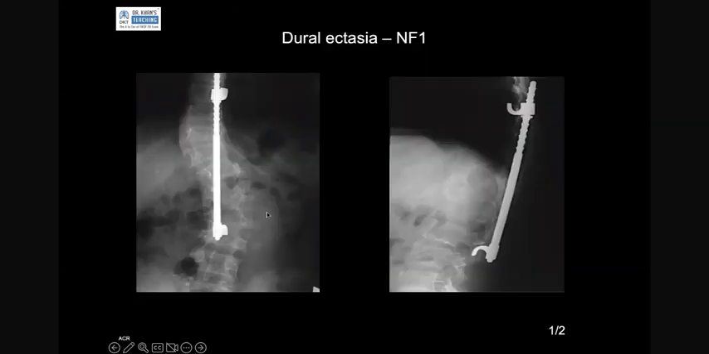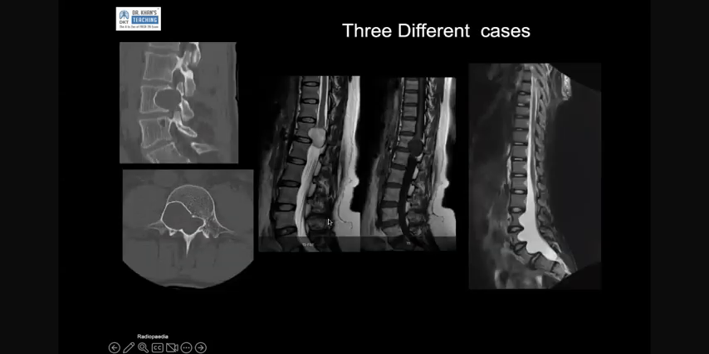So this is a case of NF1 with dural ectasia and long segment instrumentation, correcting the scoliosis. And again, you can see this posterior scalloping and widening of the foramen. These are three different cases. And if you can see, these are from Radiopaedia, this is posterior scalloping, similar or slightly more marked than the case which I showed you.